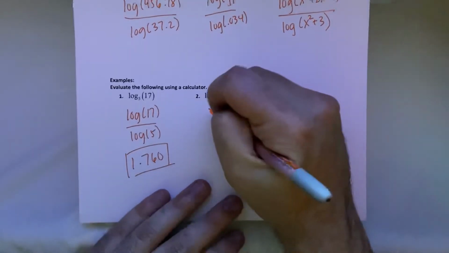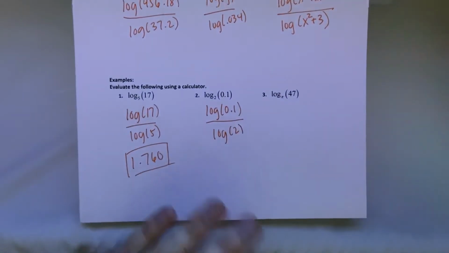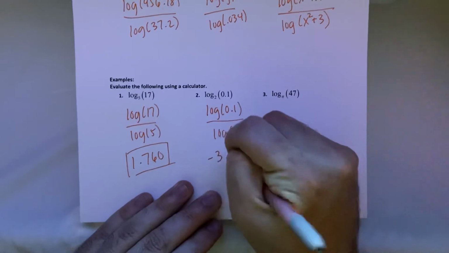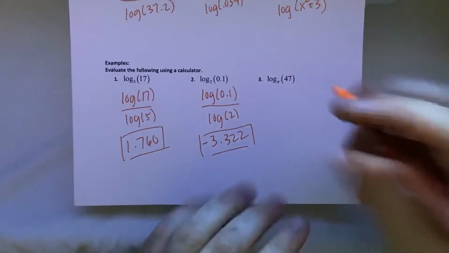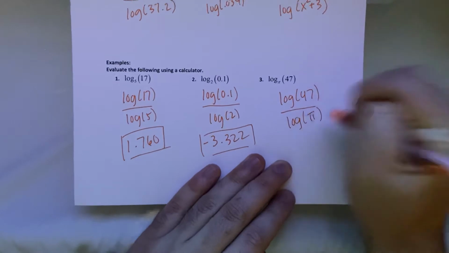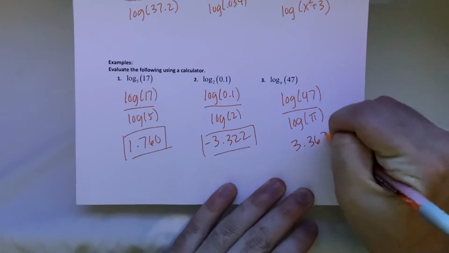Log base 2 of 0.01. Again, I can do the log of 0.01 over the log of 2. Put it in the calculator. This is negative 3.322. Lastly, log base pi of 47. That I can do as well. Log of 47 over log of pi. That is 3.363.